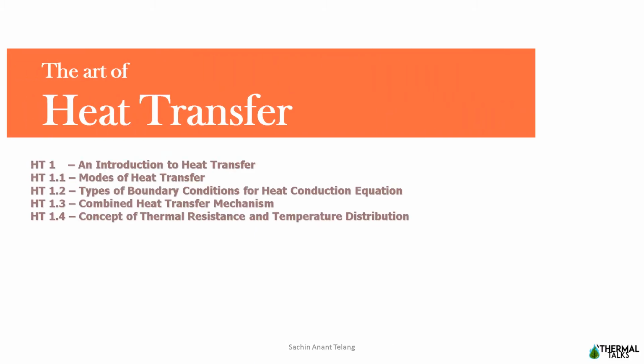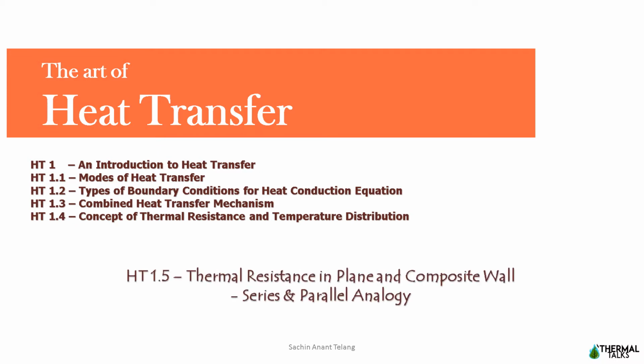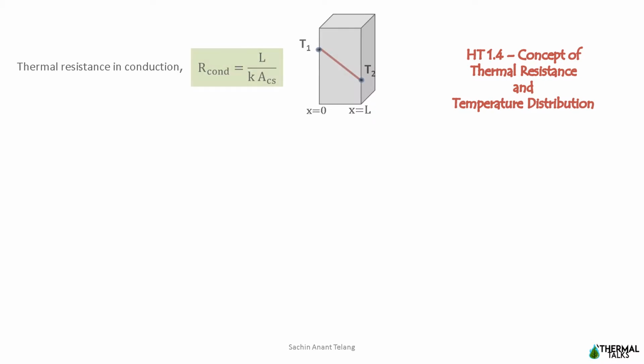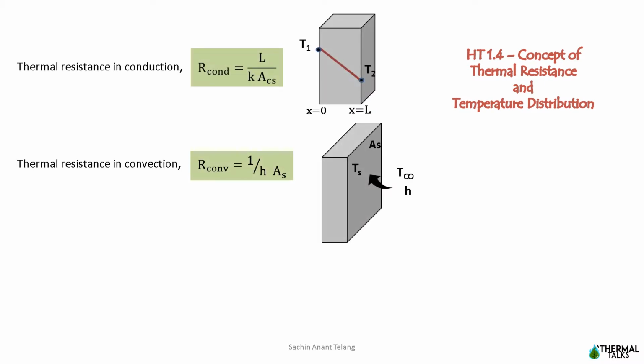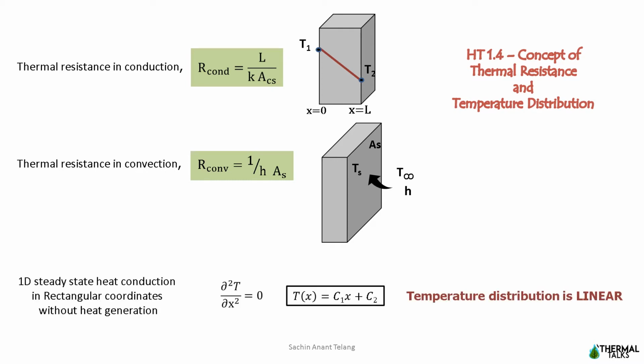If you are new to this channel, I would like to inform you that we are discussing the series of presentations on introductory concepts of heat transfer. Therefore, today let us understand the thermal resistance in plane and composite wall. As we have already discussed in a previous video, what is thermal resistance and how it exists in conduction and convection. And further, we have deduced that the temperature distribution is linear for one-dimensional steady-state heat conduction in rectangular coordinates without heat generation.